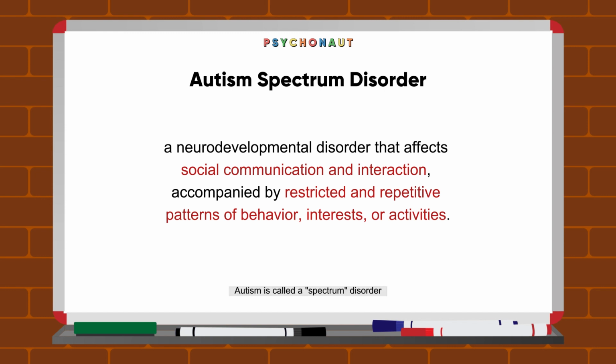Autism is called a spectrum disorder because it refers to a range of symptoms and behaviors that can vary widely from person to person. The term spectrum implies that there are many different levels or degrees of severity of the disorder, and that individuals with autism can exhibit a wide range of symptoms, from mild to severe.